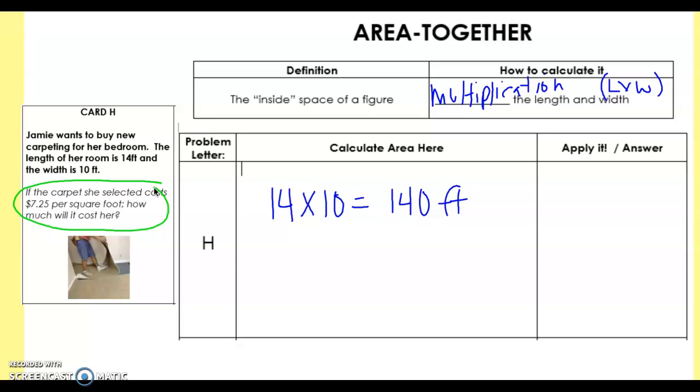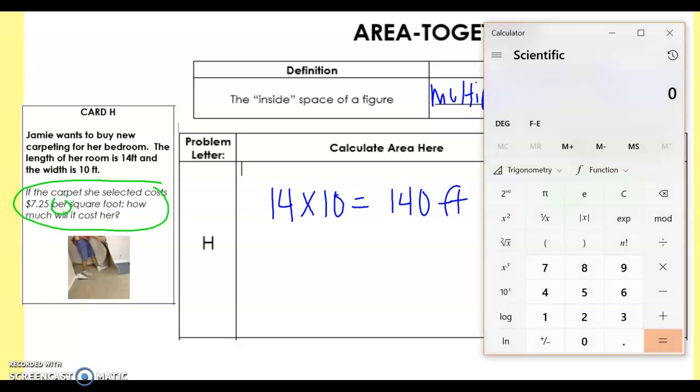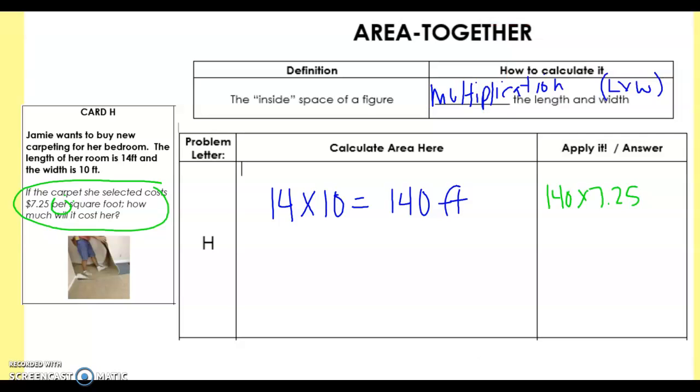So looking to apply it, our question again is in italics. If the carpet she selected costs $7.25 per square foot, how much will it cost her? So thinking about it logically, every foot is $7.25. So again, repeated addition. Keyword, per. Per should also signal to you that we're looking at repeated addition or multiplication. So we're taking that 140 feet and multiplying it by $7.25, and you get 1,015.